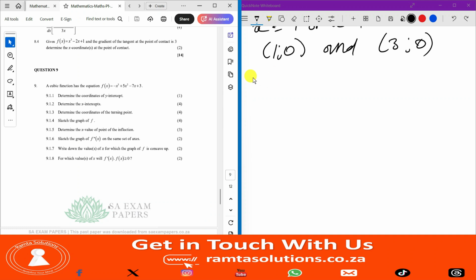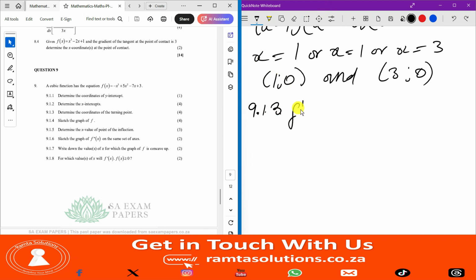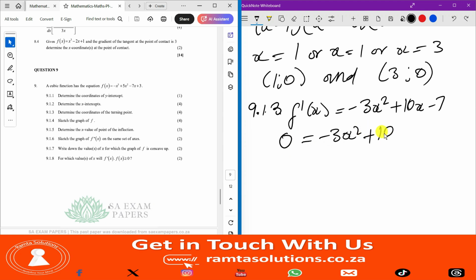Okay, 9.1.3, determine the coordinates of the turning point. So we need the first derivative. So the first derivative of f of x will be negative 3x squared plus 10x minus 7. We need to equate it to 0, right? Good. And this becomes negative 3x squared plus 10x minus 7. If you like, you can say it's 3x squared minus 10x plus 7 equals 0.